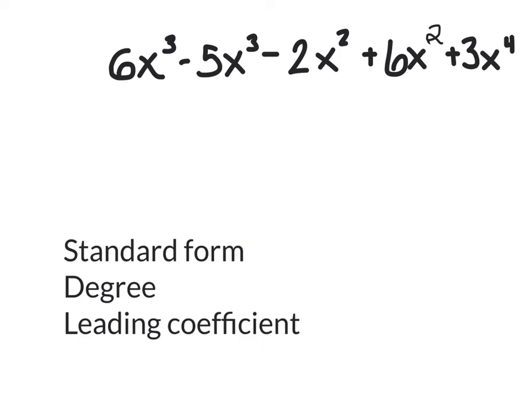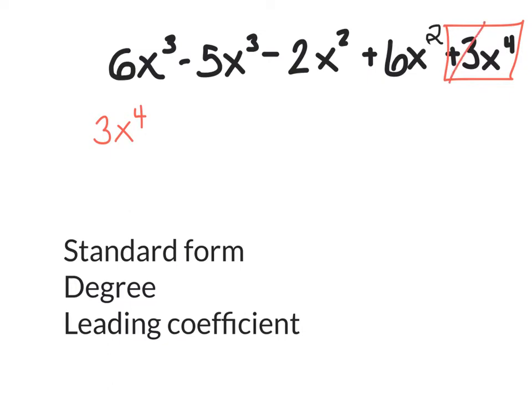In the first problem in your study guide, you're asked to write the polynomial in standard form. So I start by finding the highest exponent, which is right here, 3x to the fourth. I'm going to write that one first. There are no like terms with that, so I'm going to cross that off.